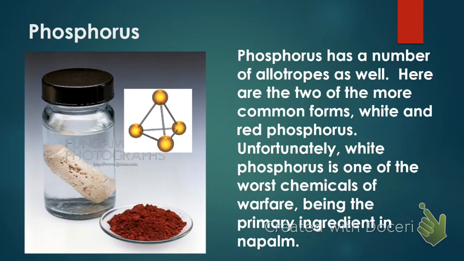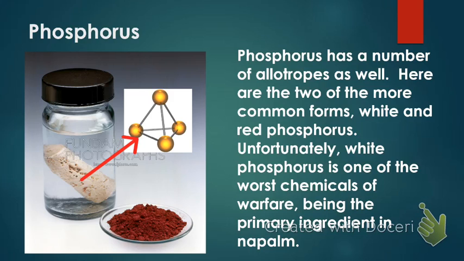Now, the last allotrope, I'll just give you one last example, is phosphorus. It has a number of allotropes as well. Here are two of the more common forms, white and red phosphorus. There are actually many more kinds. For instance, there's black phosphorus, there's green phosphorus. I'll point out that this is the structure of white phosphorus right here. It's four phosphorus atoms in a pyramid shape.